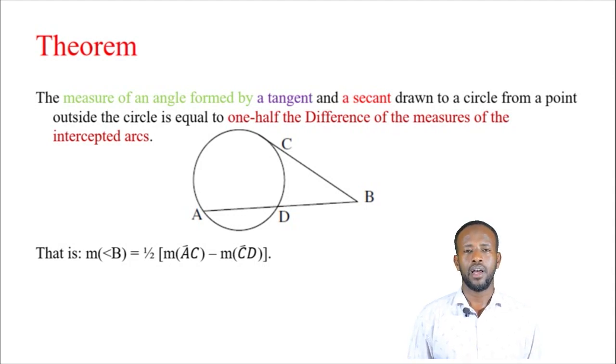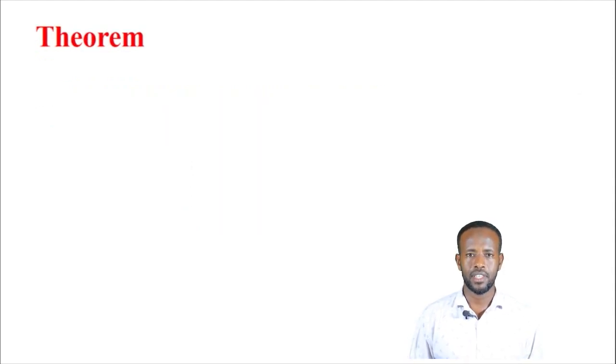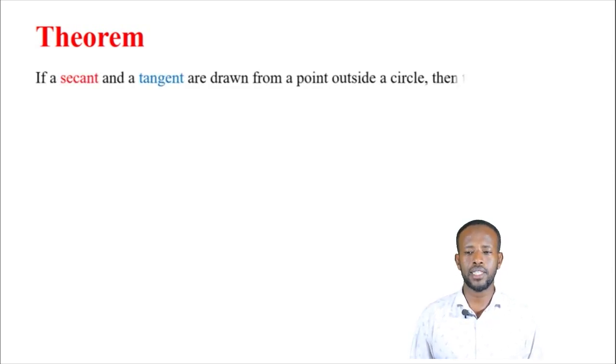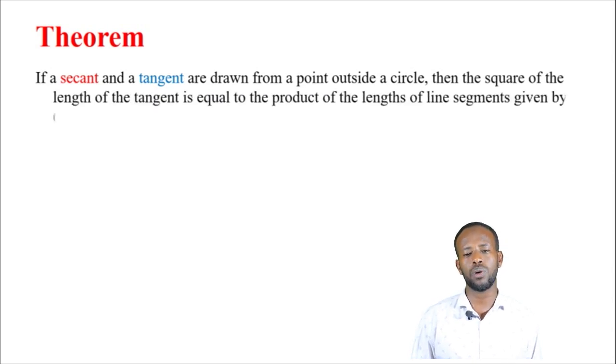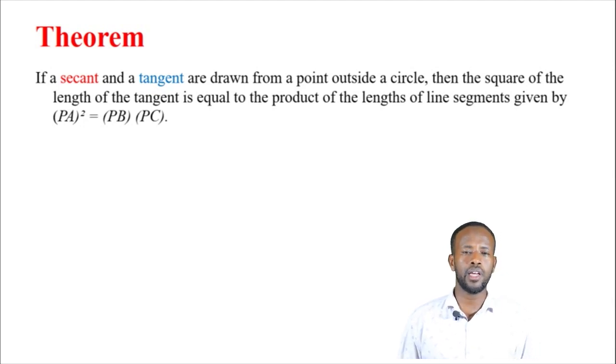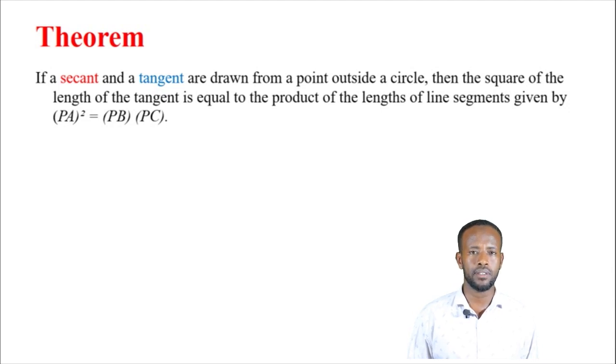Now, another theorem, let us see. This theorem states that if a secant and tangent are drawn from a point outside a circle, then the square of the length of the tangent is equal to the product of the lengths of the line segments given by BA square is equal to BP times PC. We will understand this when we see it in figure form.